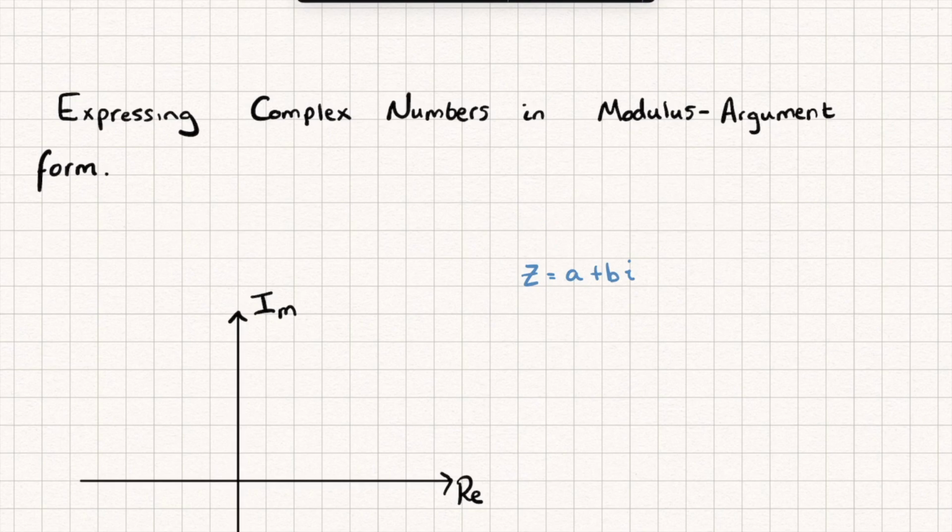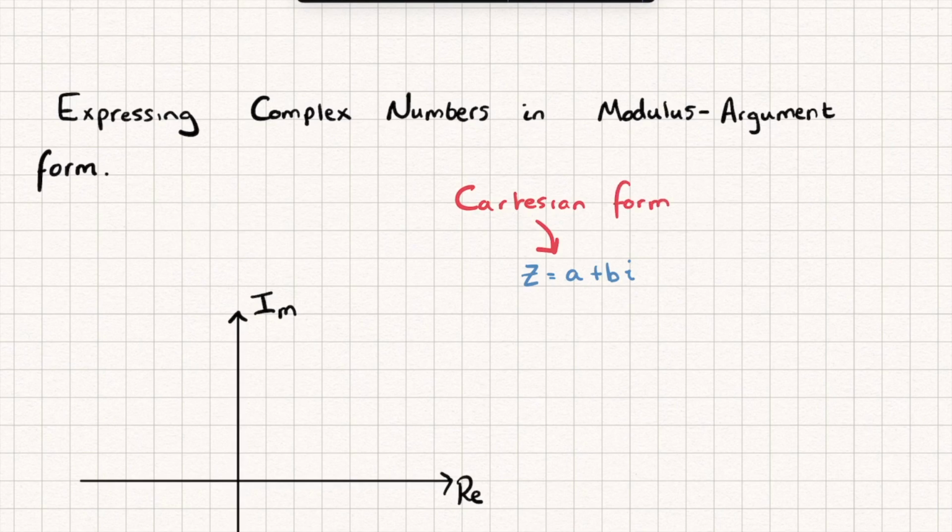So previously we looked at how to find both the modulus and argument of a given complex number. In this video we're going to extend on that and see how we can rewrite complex numbers in a new form called modulus-argument form. Now, the form we're used to seeing complex numbers in, like this, z equals a plus bi, is called the Cartesian form. Okay, so we're used to seeing complex numbers in a Cartesian form.